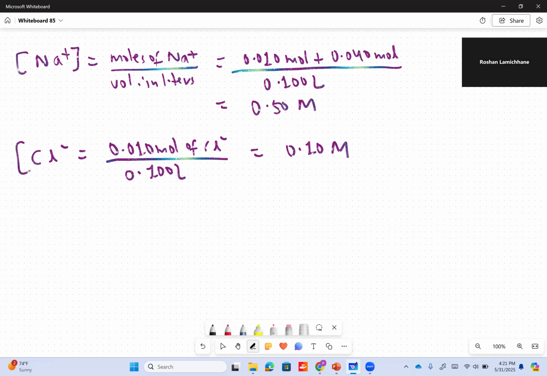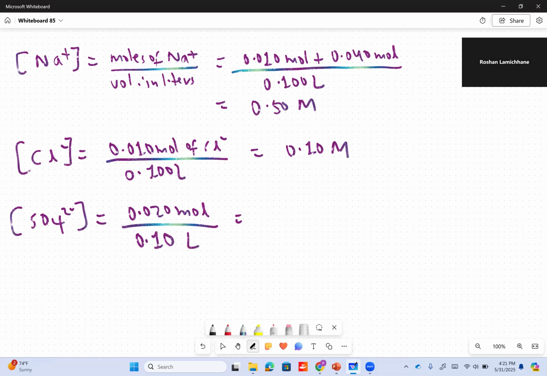Finally, my sulfate ion concentration. Number of moles of sulfate is 0.020 mole. Total volume in liters is 0.10 liters, and this is how I end up with 0.20 moles per liter, or molarity concentration, of sulfate ion in that final mixture.